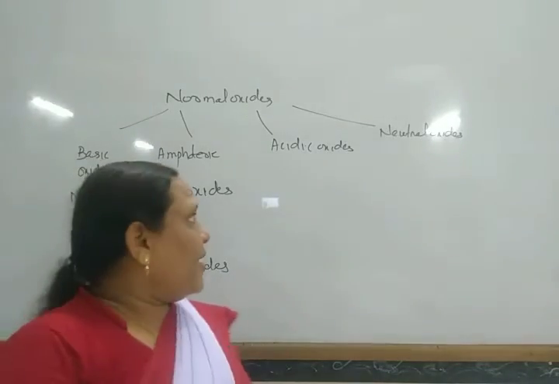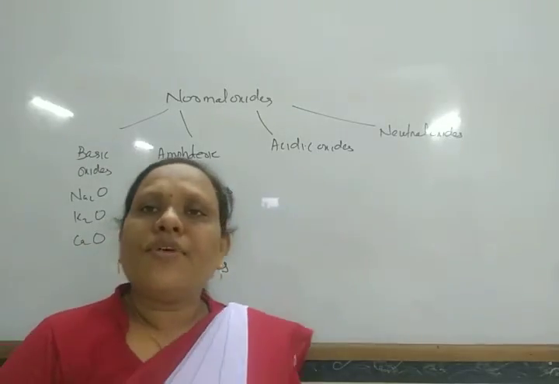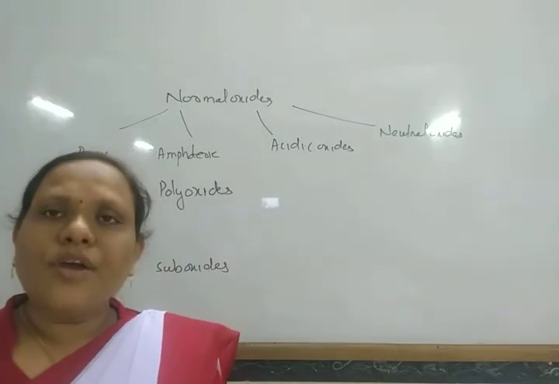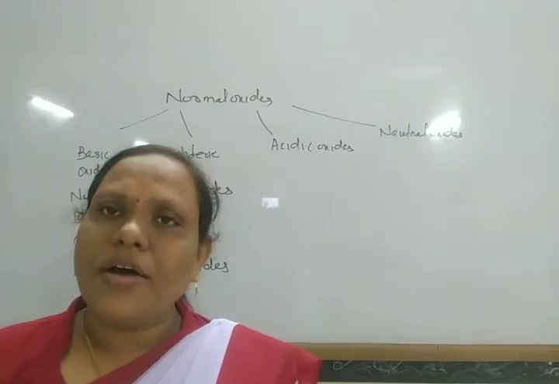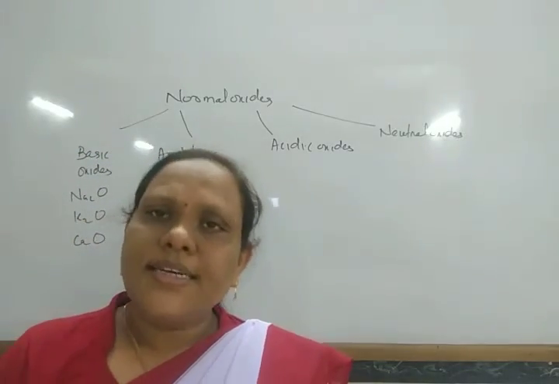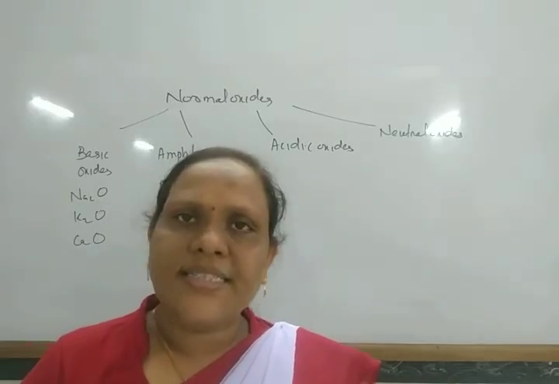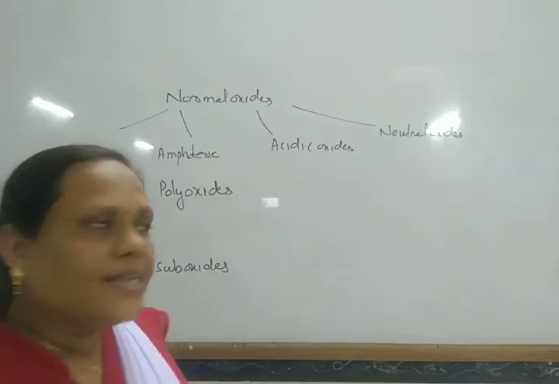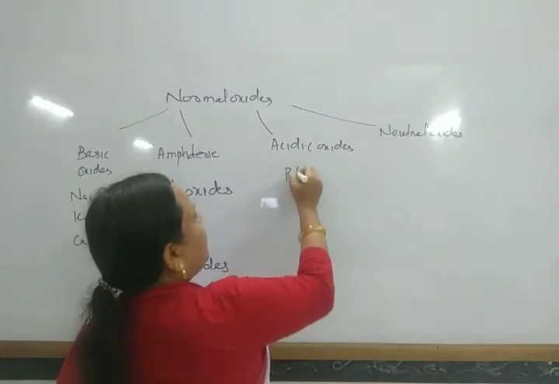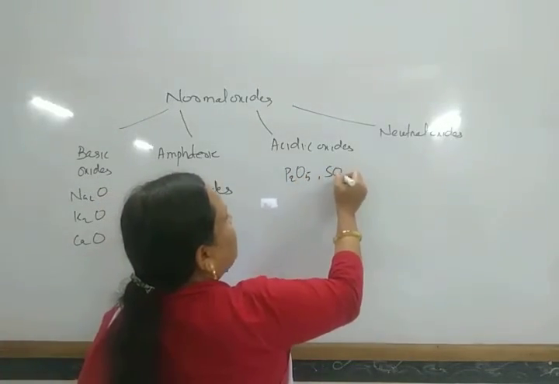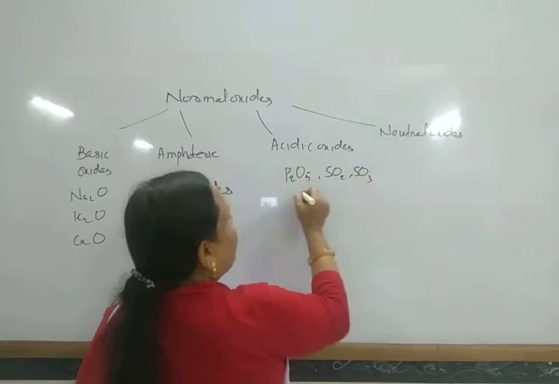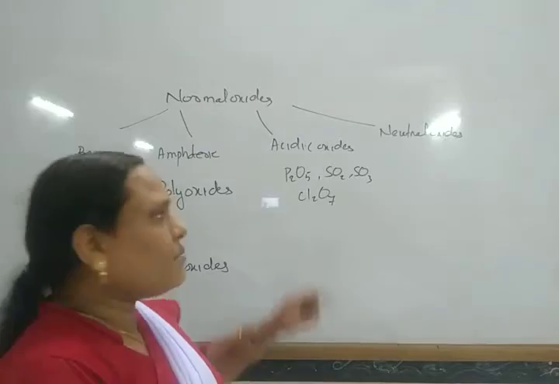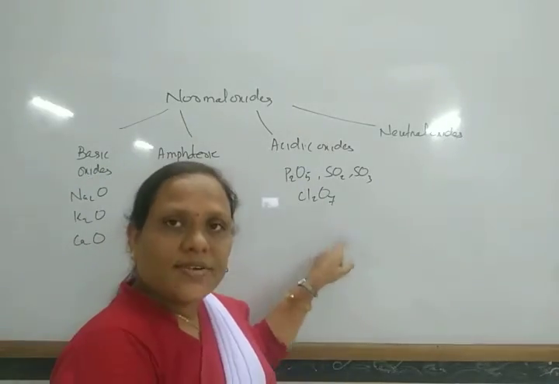Similarly, acidic oxides are oxides that dissolve in water and form acidic solutions. Generally, almost all non-metal oxides are acidic oxides, like phosphorus pentoxide, sulfur dioxide, sulfur trioxide, and chlorine oxides. So all these are examples of acidic oxides.